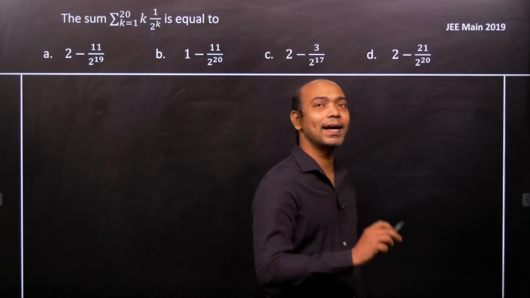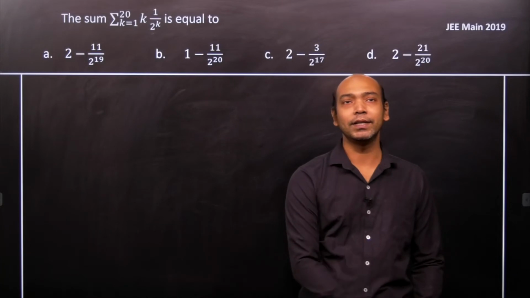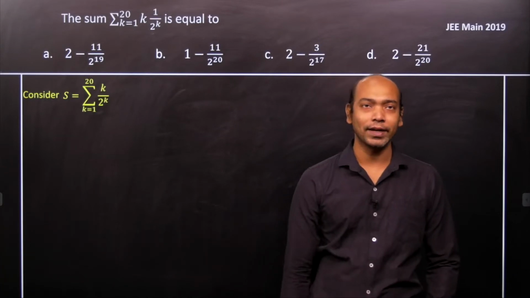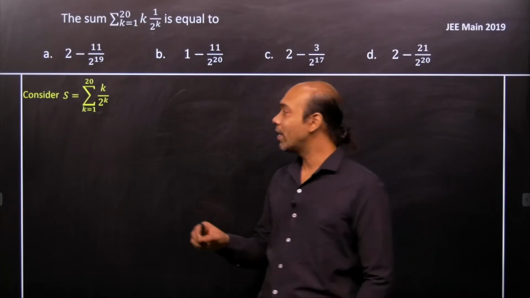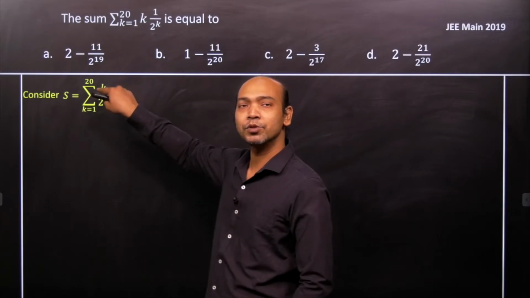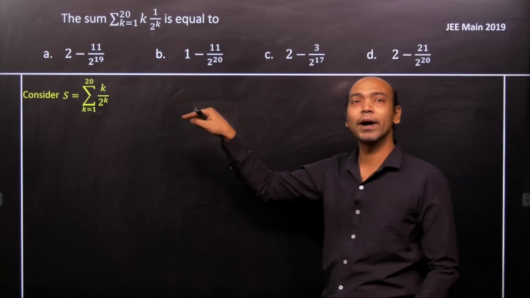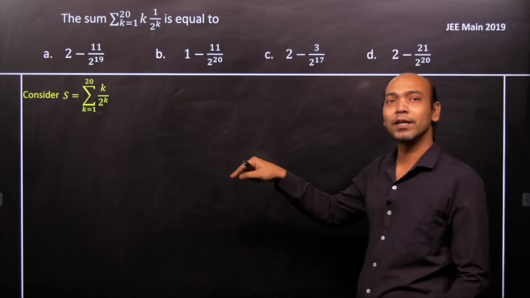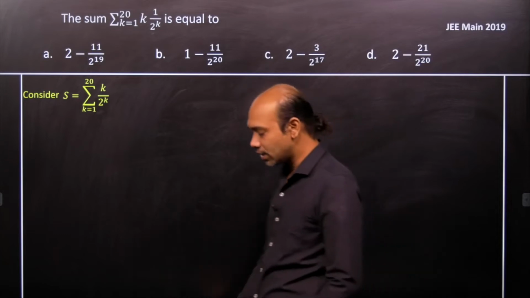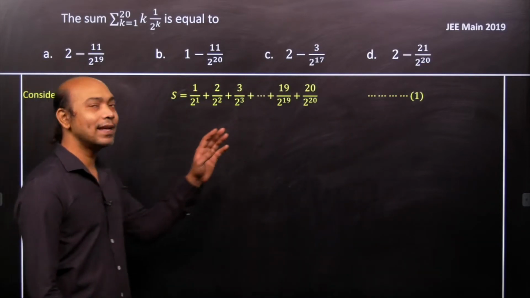So let's consider the sum S, where S is actually that given term. You can understand that this is the application of this summation form. If I substitute k equal to 1, we get 1 by 2 to the power 1, 2 by 2 square, 3 by 2 to the power cube, and so on. So let's first expand this. Now this is obviously equation number 1.